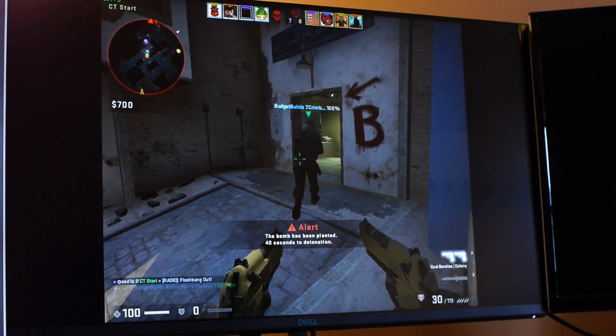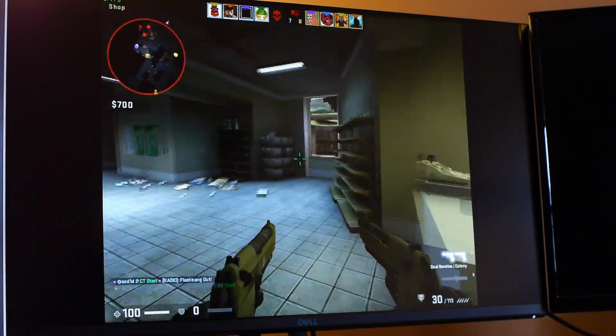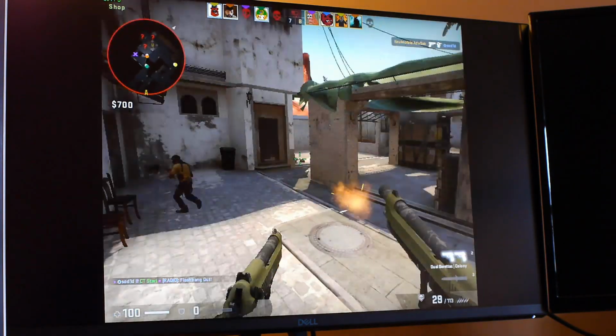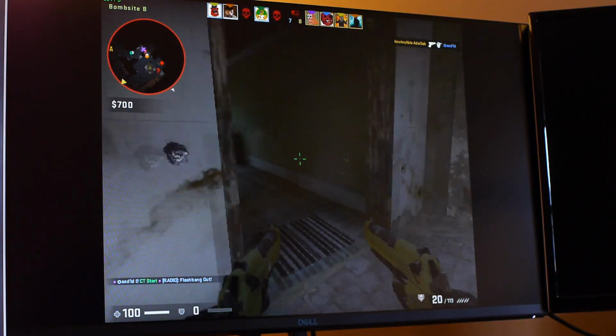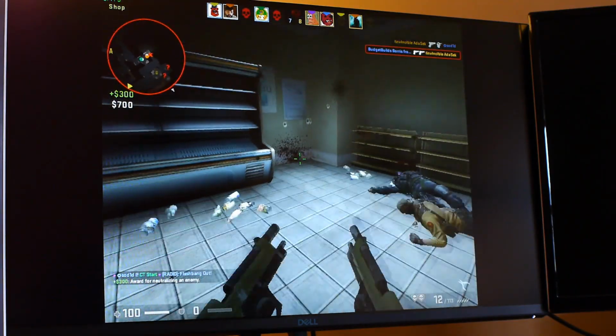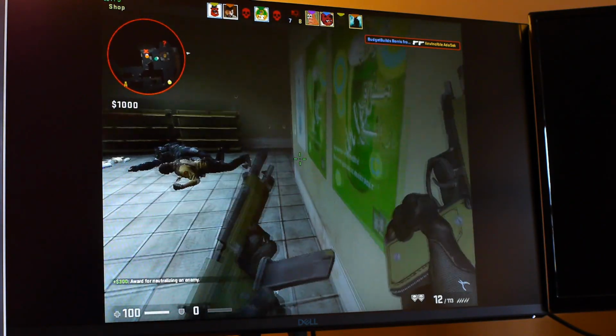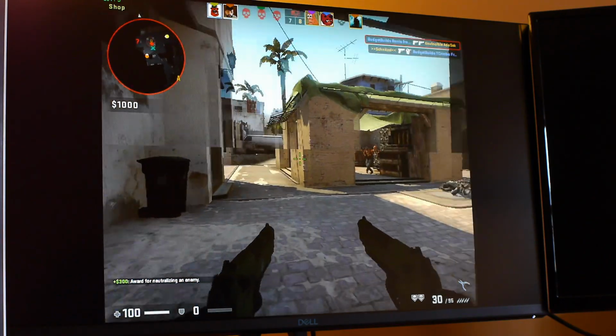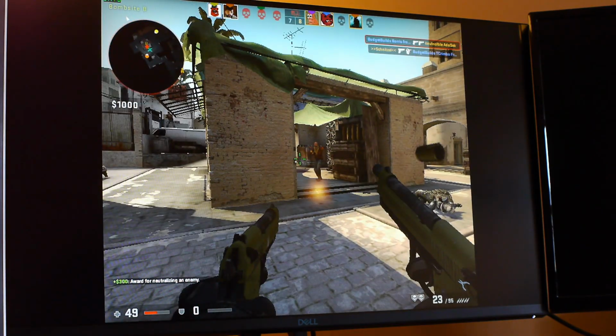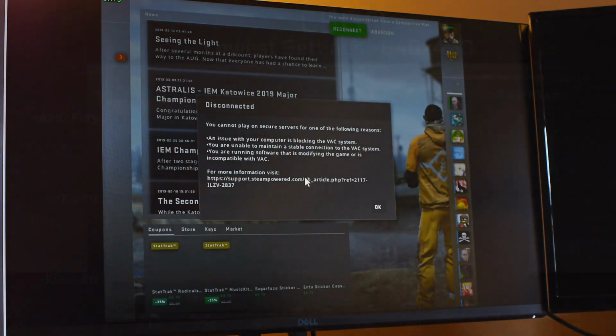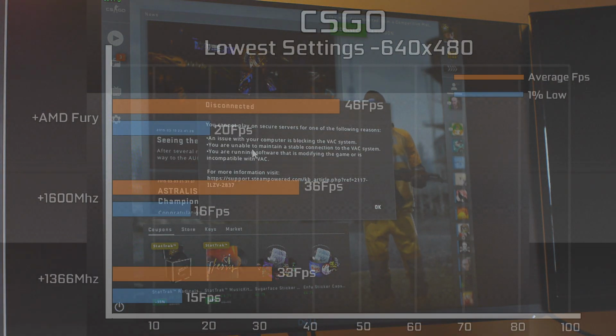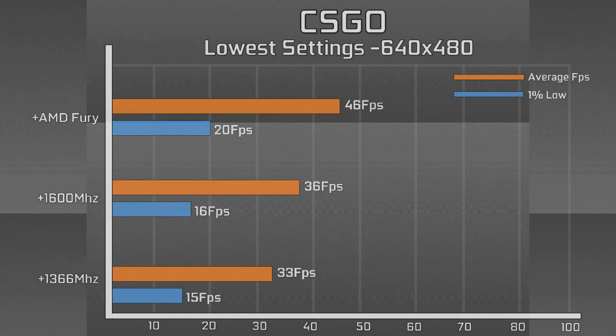It told me VAC wasn't working on this system and kicked me. I have no idea why, there was nothing else running. I'm going to put it down to this system just being incredibly slow. Overall, with the lowest resolution in 640x480, it was a hopeless experience, and it was just about passable for casual game modes as you can see, but overall, even with those settings, it was a tad hopeless.